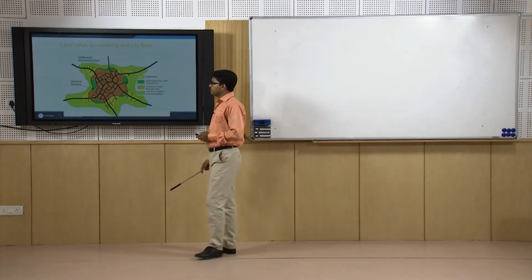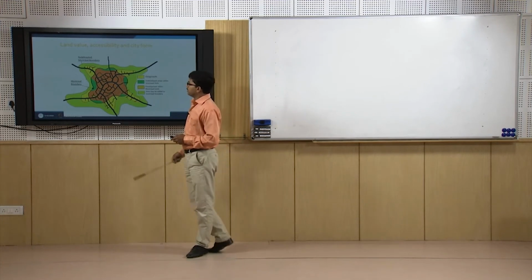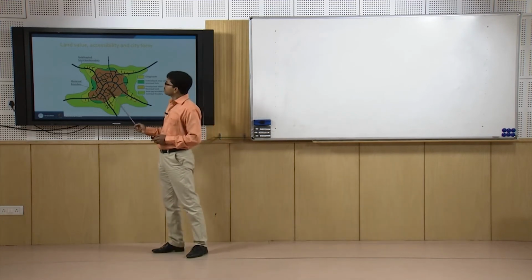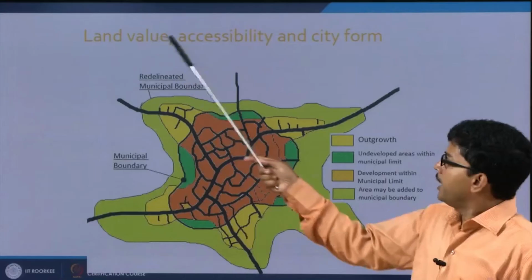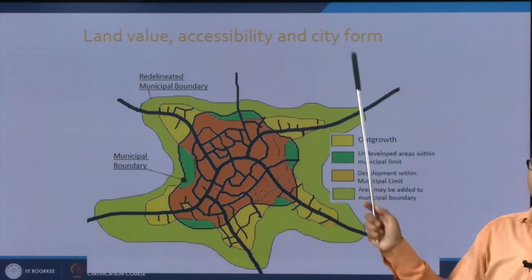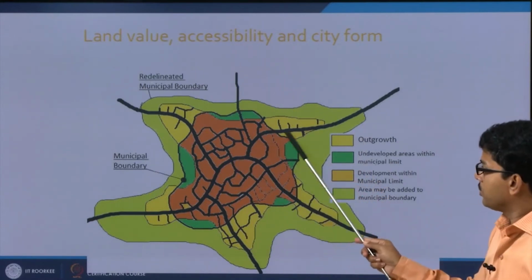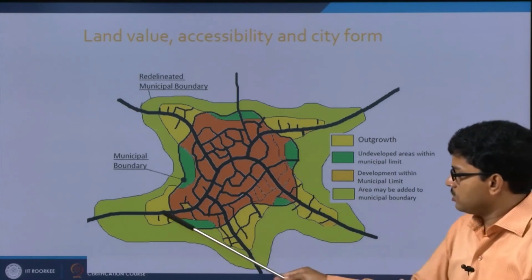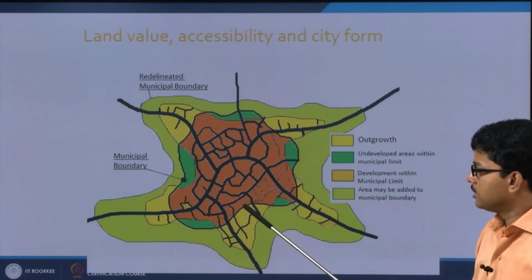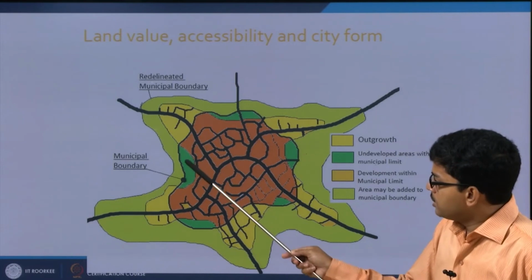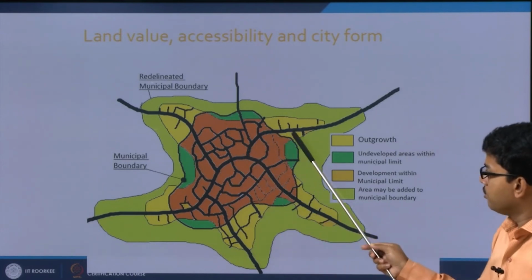Now, let us see a conceptual plan of a city, how a city grows and how the land value, accessibility and the city form are interrelated. You can see the major transport network of a typical city. These are the major roads and these are the other roads. This boundary is the city municipal boundary.